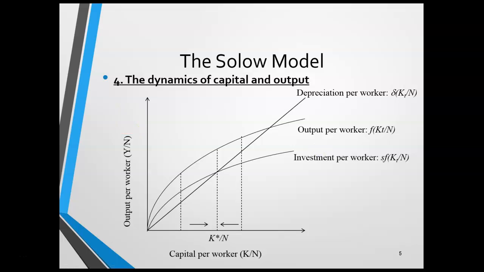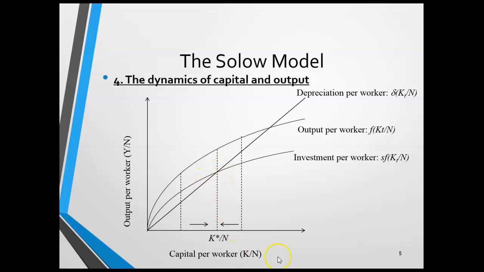Now, graphically, any capital stock to the left of this capital stock K star over N, if you're somewhere over here in the lower range, is in an area where investment, this line here, is above the depreciation line. That means investment is larger than depreciation, meaning that capital accumulation per worker has to be positive. But the more we grow, the more the capital stock moves to the right, the less and less additional output investment is going to generate, and eventually it's just enough to offset depreciation.